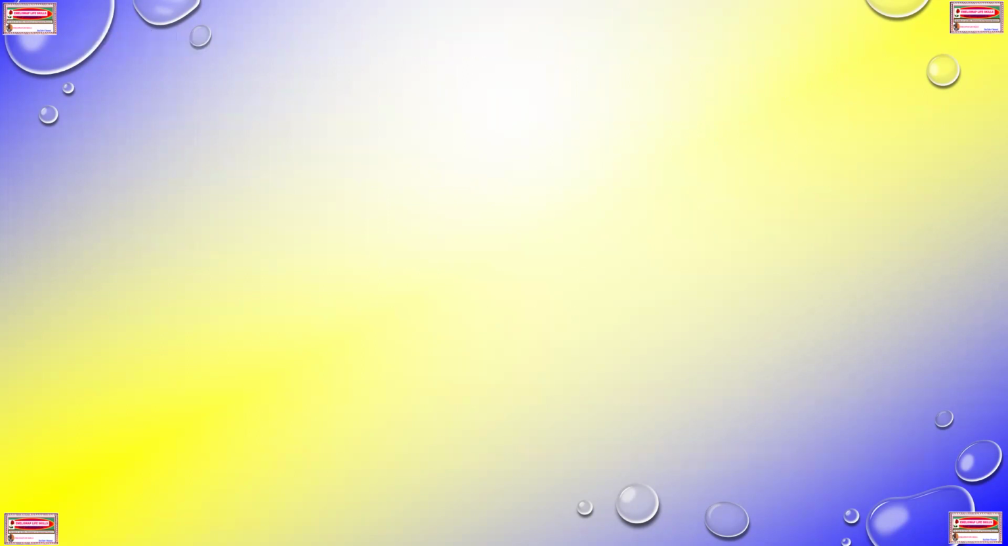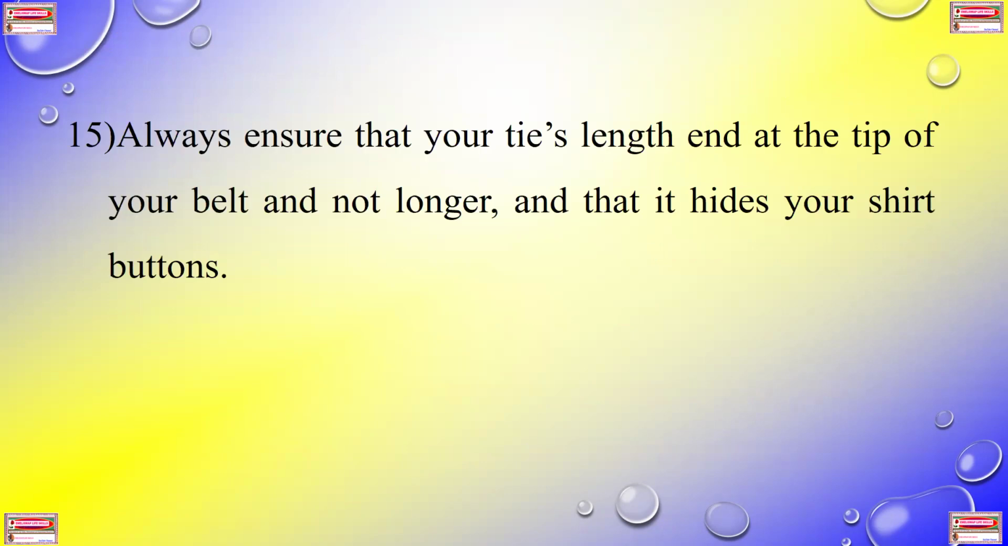Number 15, always ensure that your tie length ends at the tip of your belt, no longer, and that it hides your shirt buttons.